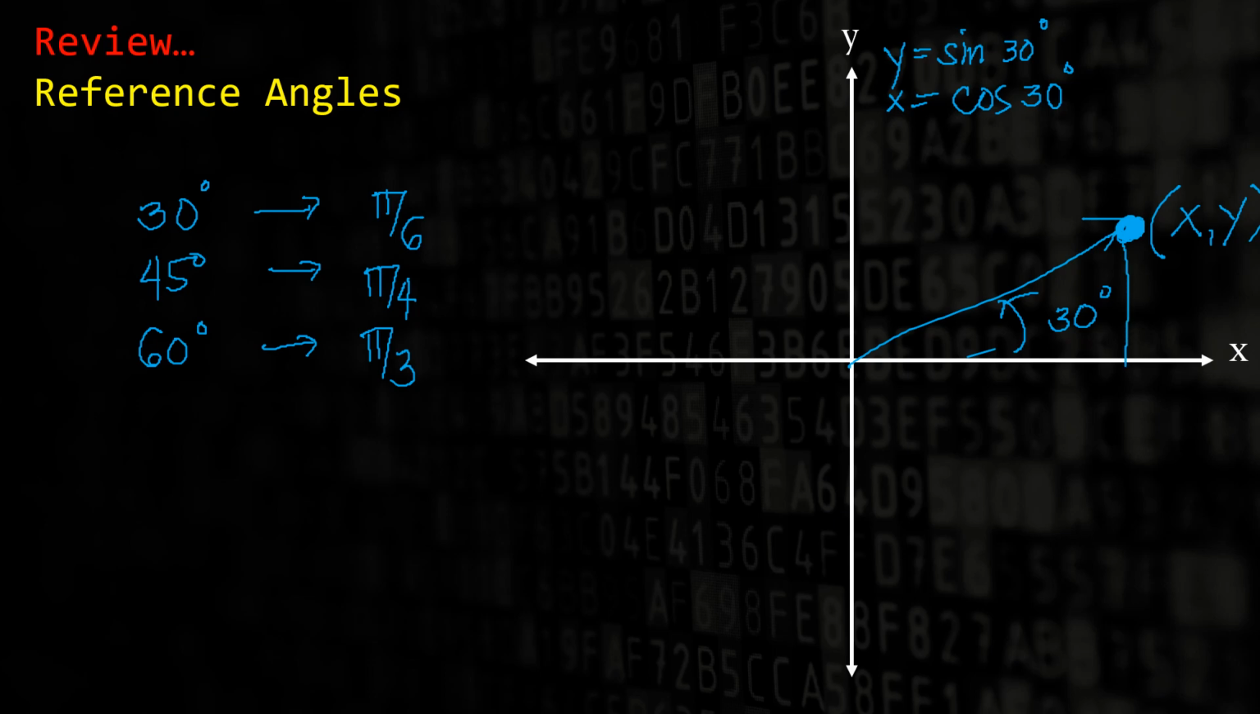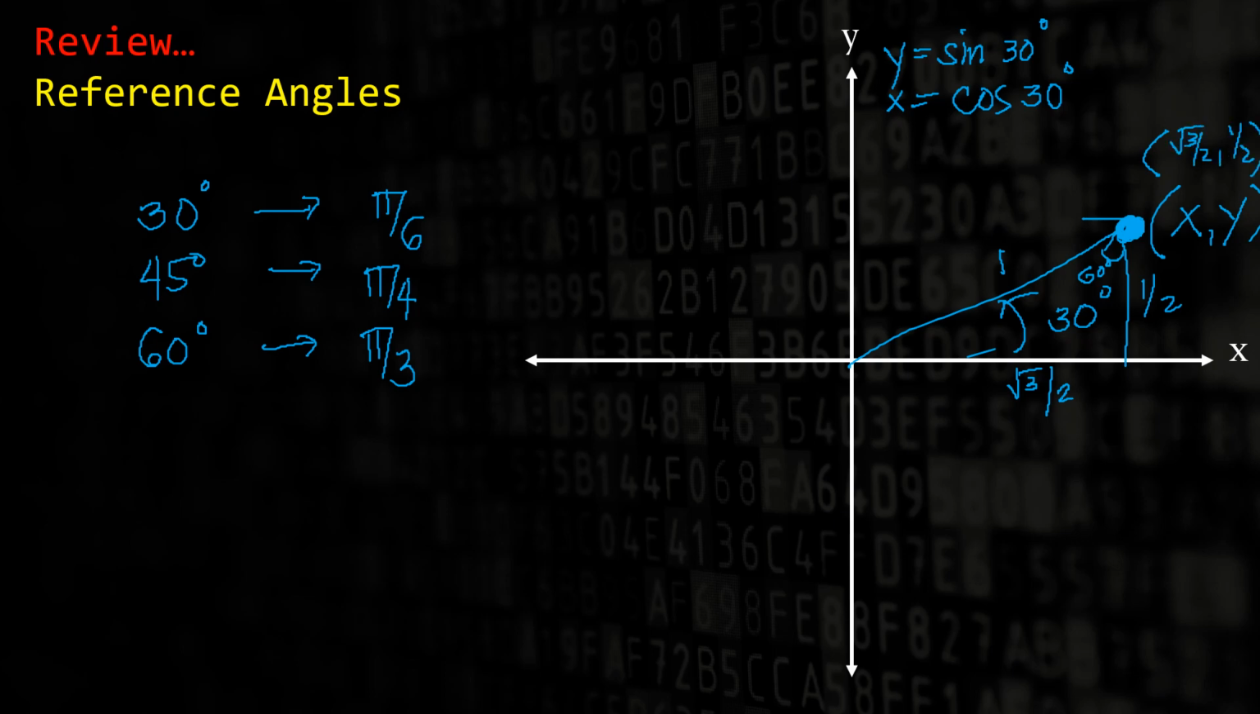Going back to the definition, if that is 30 degrees, the side opposite it is 1/2. So this must be 60 degrees. The length of the side opposite 60 degrees is square root of 3 over 2, and the hypotenuse is 1. Therefore, for 30 degrees, x is square root of 3 over 2 and y is 1/2.